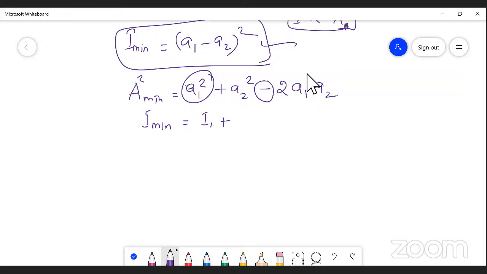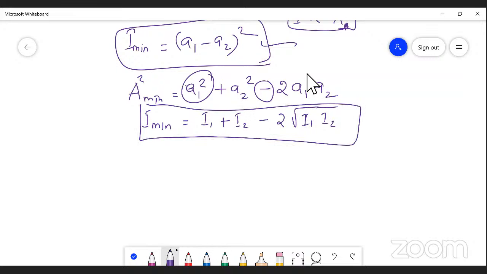So just I want to take this as I2, minus 2 A1 A2, square root of I1 into I2. This is the condition of minimum intensity condition.